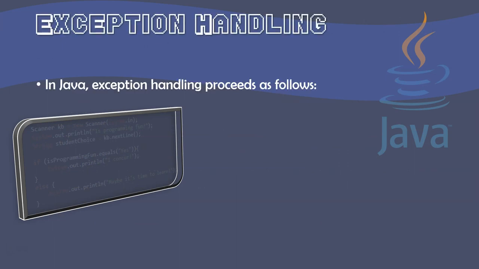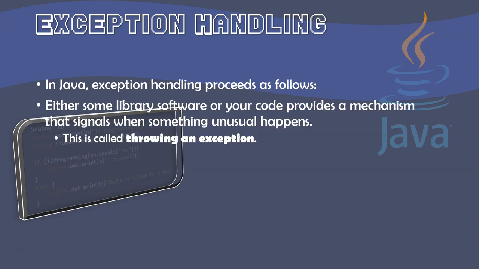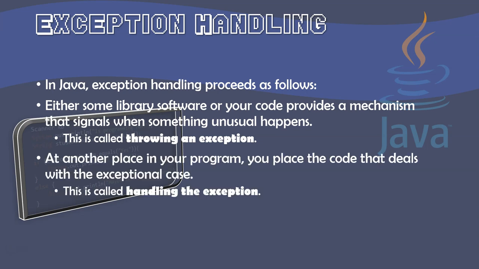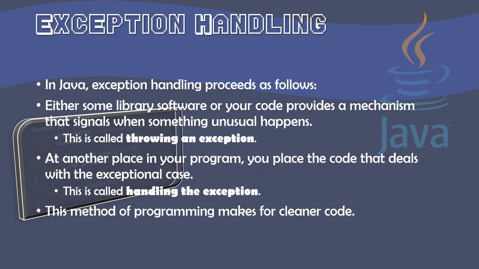And when we start looking at exception handling, the way we approach this in Java is going to be as follows. First, we're going to have some library software or code with a mechanism that signals when something unusual happens. This is often referred to as throwing an exception. Another place in your program, we're going to place code that deals with that exception, and this is called handling the exception. So you first have to throw an exception, and then you have to handle that exception. By doing it this way, it allows us to have much cleaner code than trying to have all these convoluted things to make things work with all these different exceptions, and it's just a lot easier to separate it out.